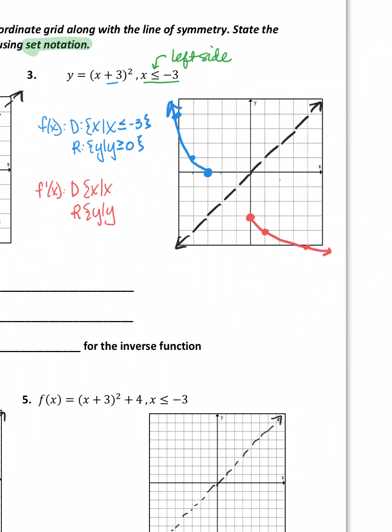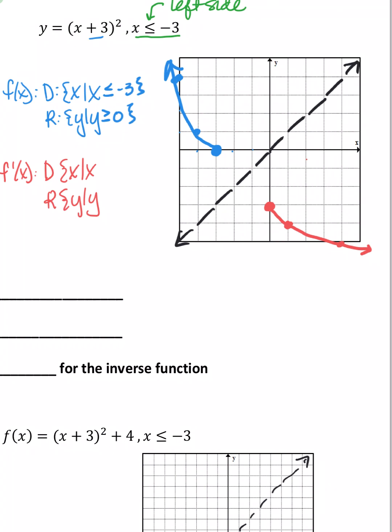So let's look at our domain and range of that. My x value starts at 0, so it's greater than or equal to 0. My y value gets lower and lower and lower, so the highest that it gets is negative 3. So it's less than or equal to negative 3.